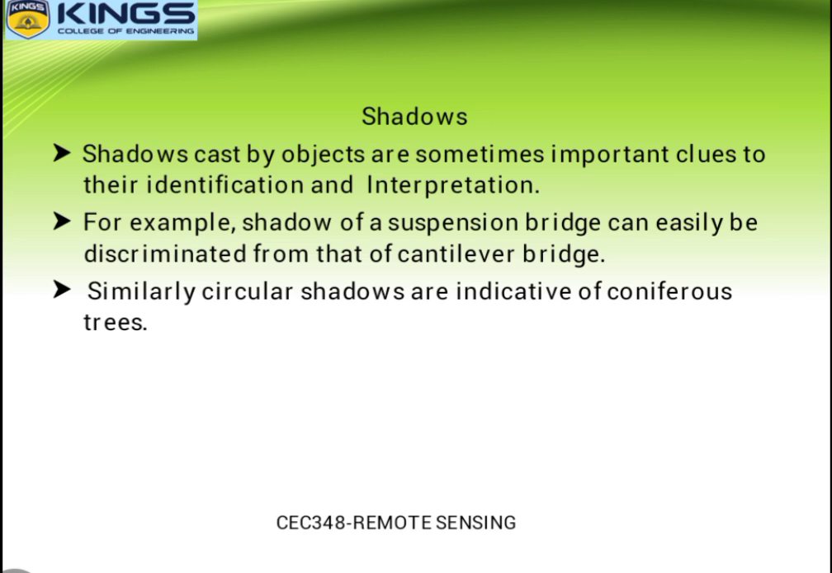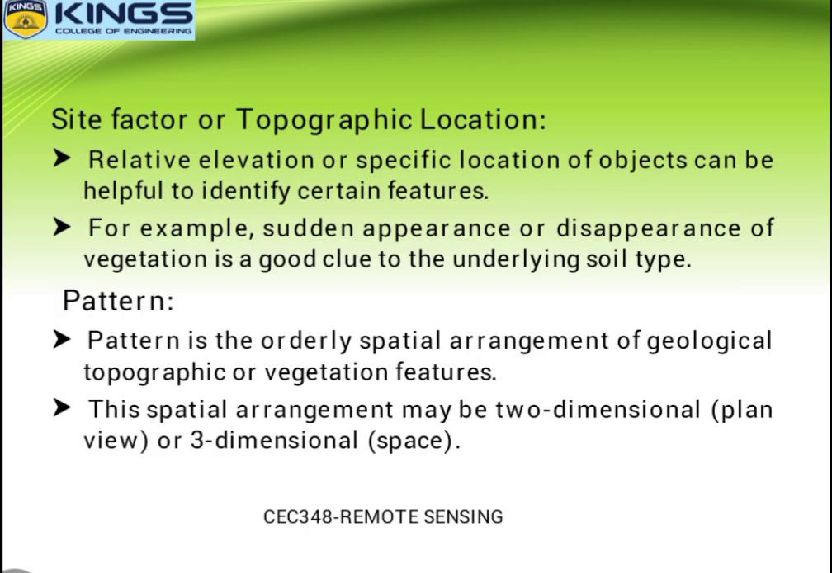Next one is shadows. Shadows caused by objects are sometimes important clues to their identification and interpretation. For example, the shadow of a suspension bridge is easily discriminated from that of a cantilever bridge. Similarly, circular shadows are indicative of conifer trees. Next one is site factors or topographic location. Relative elevation or specific location of an object can be helpful to identify certain features. For example, sudden appearance or disappearance of vegetation is a good clue to the underlying soil type.